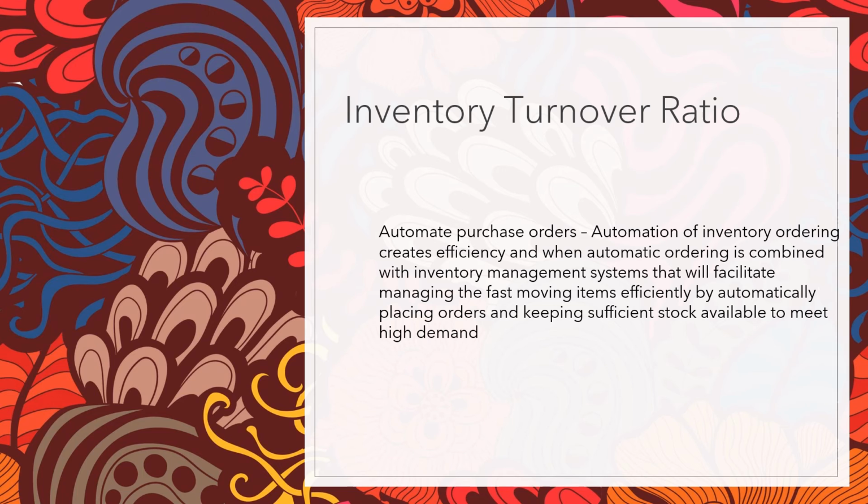Automate purchase orders. Automation of inventory ordering creates efficiency, and when automated ordering is combined with inventory management systems, that will facilitate managing the fast moving items efficiently by automatically placing orders as and when needed, and thereby keeping sufficient stock available to meet high demand.